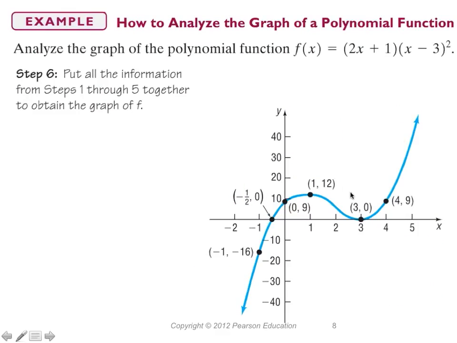So if you look at the nice smooth line we've drawn, it looks something like this. And you'll see that they found a couple of other points, (1, 12), (4, 9), and (-1, -16). These just kind of confirm that you've drawn the correct graph. This is always a good idea if you have some extra time to go ahead and pick a couple of extra points and make sure that they actually fit with the picture that you have drawn.